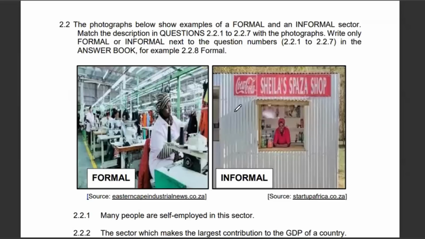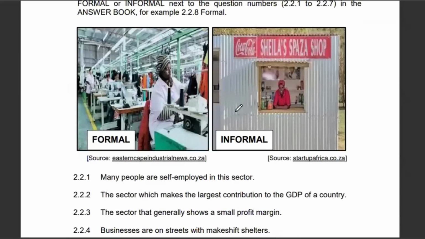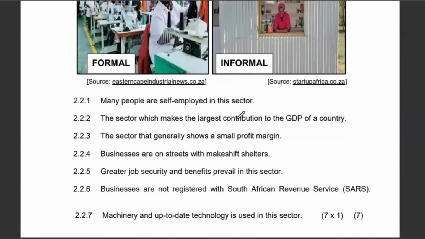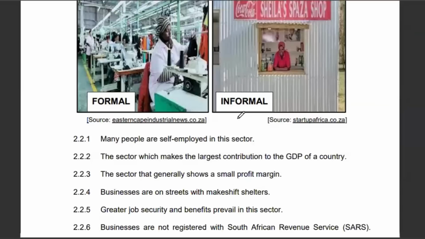2.2 is giving us examples of formal and informal sectors. Right, what you call the formal sector, those are registered businesses which pay tax to the tax authority, which is the South African Revenue Service. And the informal sector, we are looking at unregistered businesses, and those businesses do not contribute towards the tax revenue to the tax authority. Right, so we are supposed to answer our questions based on formal or informal. Many people are self-employed in this sector. People who are self-employed are in the informal sector. You do your own trading business, you are in the informal sector.